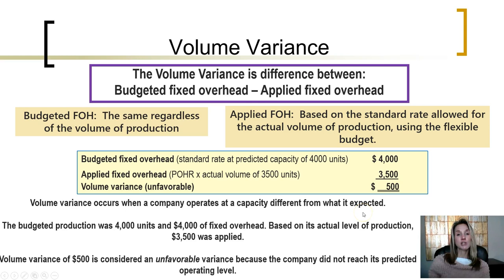That volume variance occurred because the company operated at a different capacity from what was expected. The budgeted production was 4,000 units and $4,000 of fixed overhead. But based on its actual level of production, only $3,500 was applied. That volume variance of $500 is considered unfavorable because the company did not reach its predicted operating level.